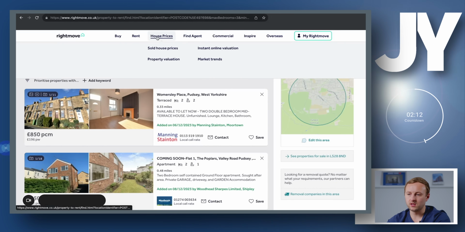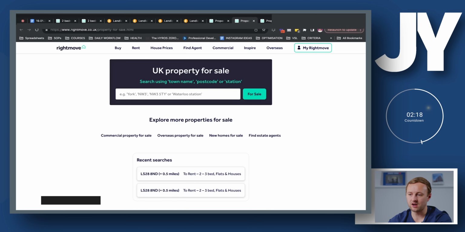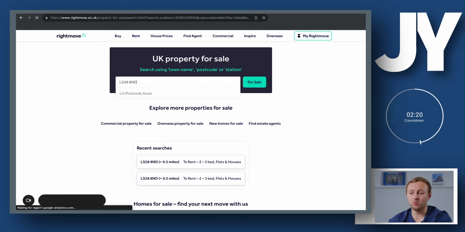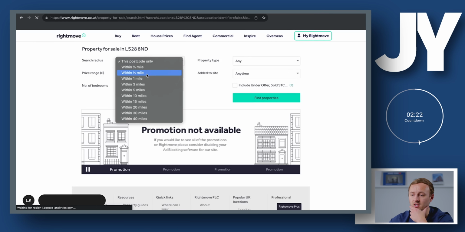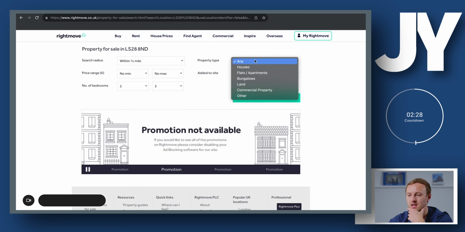The way we're going to do this is we're going to go on to buying property and just look at the end values of properties in the area. That's one way of doing it, by the way. You can put it in, put within half a mile. Let's put some bedrooms on there. So it's a 2-bed, this property. Go to 3-bed, and we're going to go for houses only.